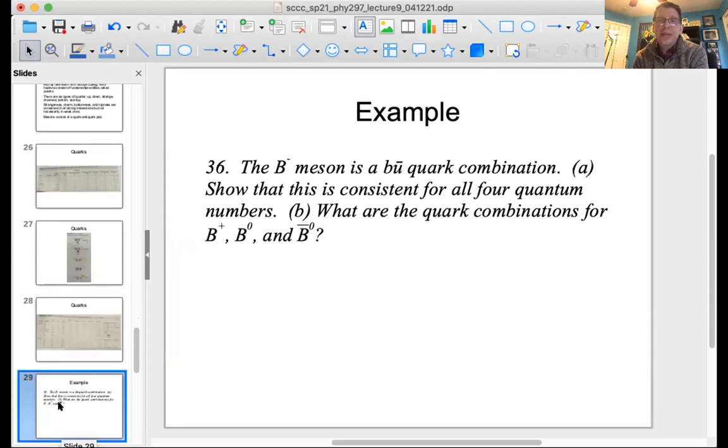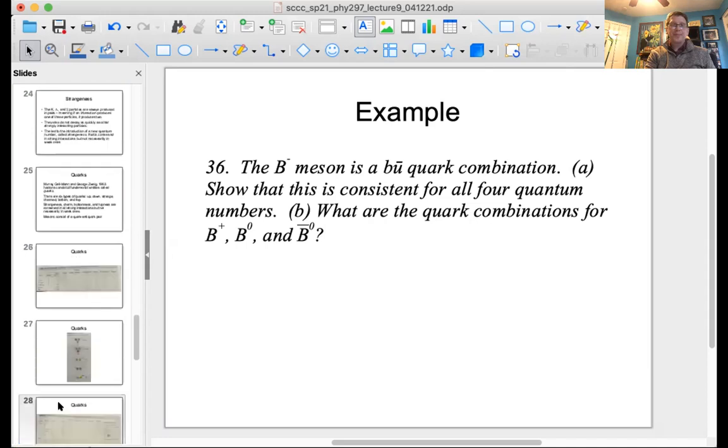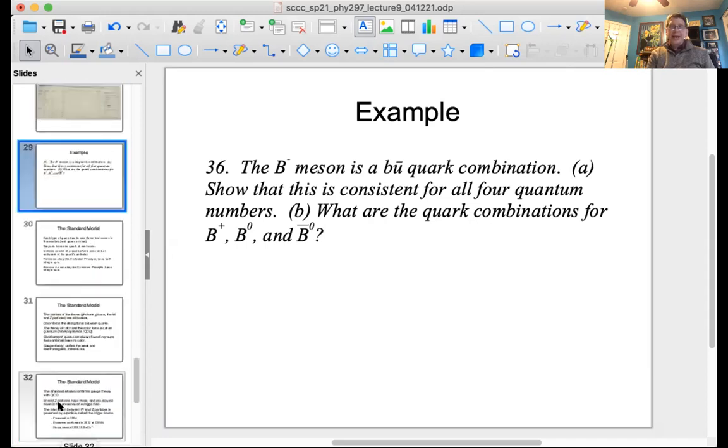So the B meson, to go to another example, this is the B minus, is a bottom anti-up quark combination. And that's in the table on page 1183. Show that this is consistent for all four quantum numbers. So, okay.